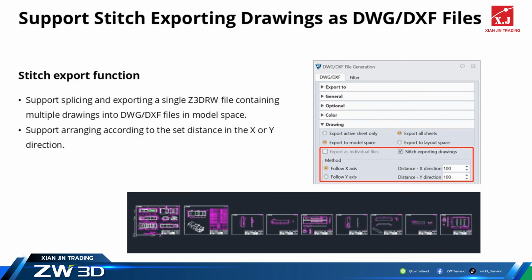In some industries such as connectors and molds, they commonly stitch together drawing sheets on the same sheet for export. ZW3D 2025 SP provides a Stitch Export function to meet such requirements. In this updated version, it supports splicing and exporting a single Z3DRW file containing multiple drawings into DWG or DXF files in model space. Moreover, it also supports arranging according to the set distance in the X or Y direction.